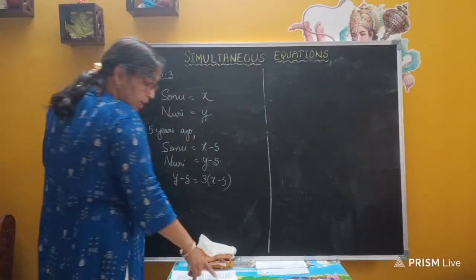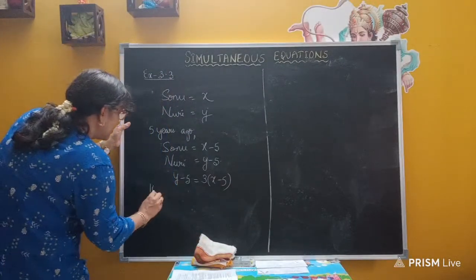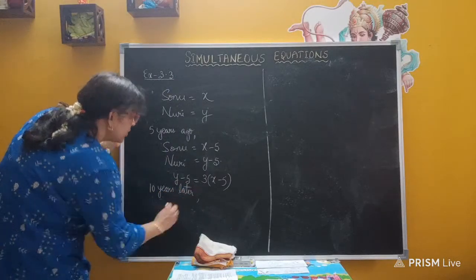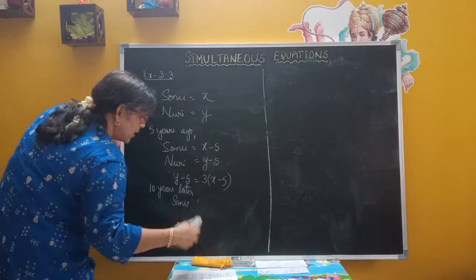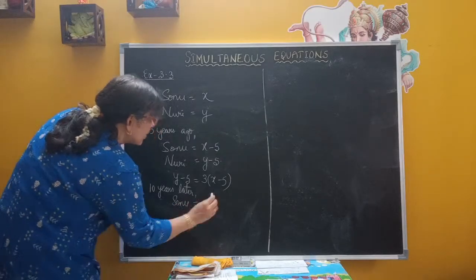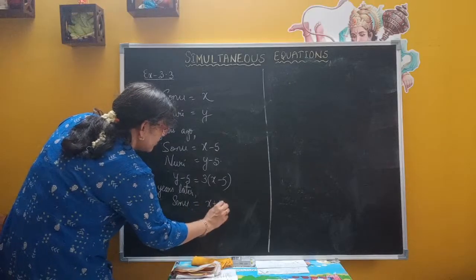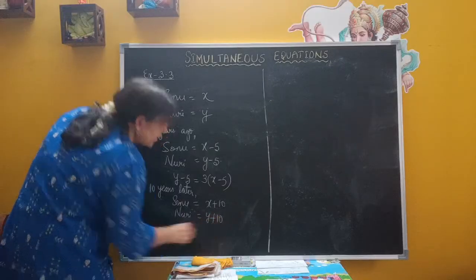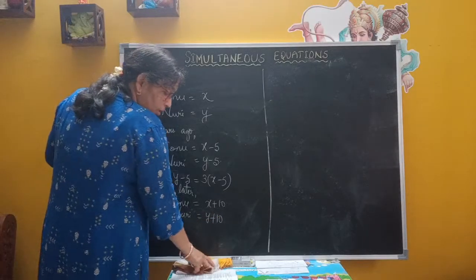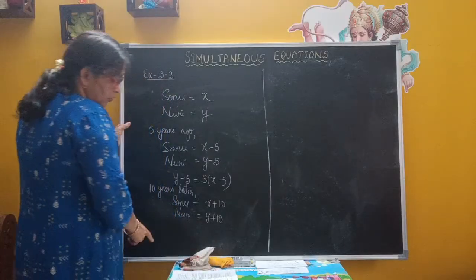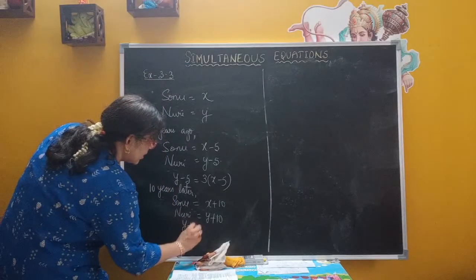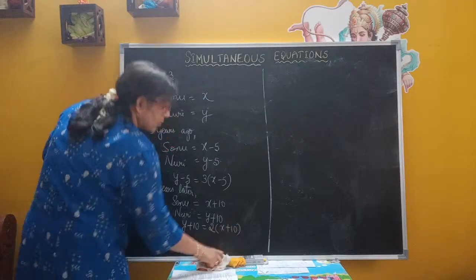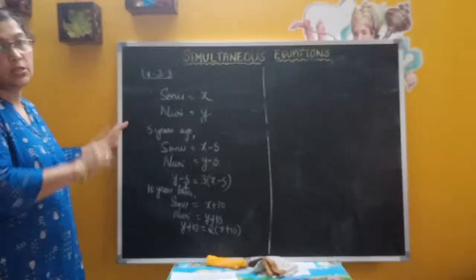Then another condition, 10 years later. After 10 years, Sonu's age will be x plus 10 and Nuri's age y plus 10. But what is the condition here? Nuri will be twice as old as Sonu. So y plus 10 is equal to 2 times x plus 10. Okay. Simplify this, you will get an equation and solve it.